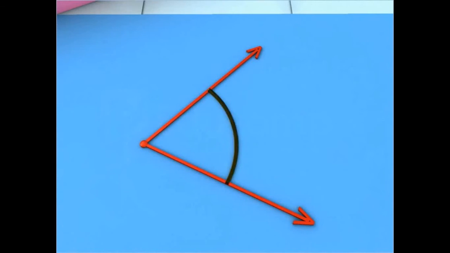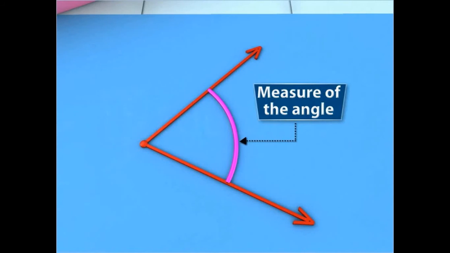The length of an arc swept by one of the rays about the vertex to coincide with the other ray gives the measure of the angle. Let us consider another way to understand angles.